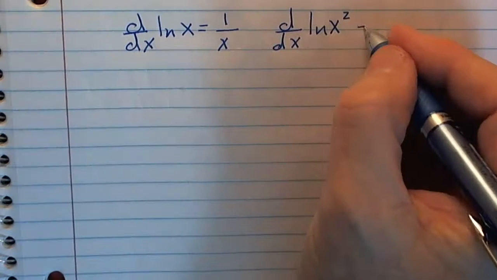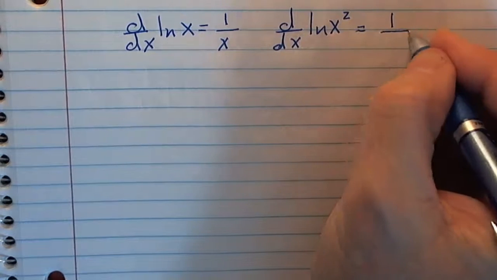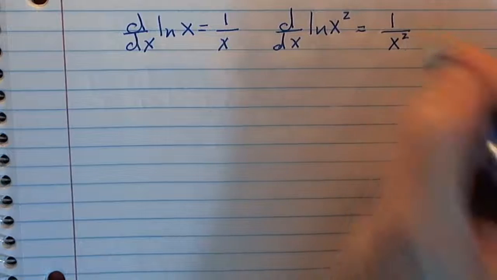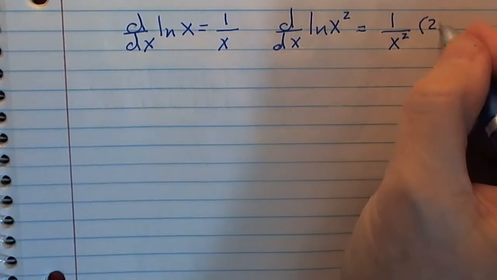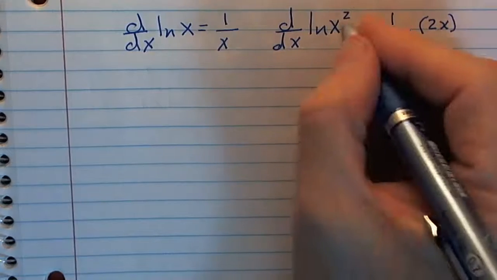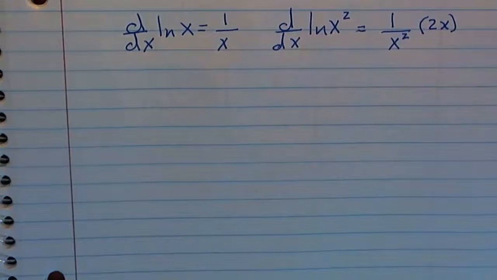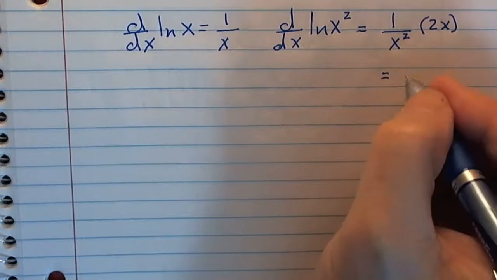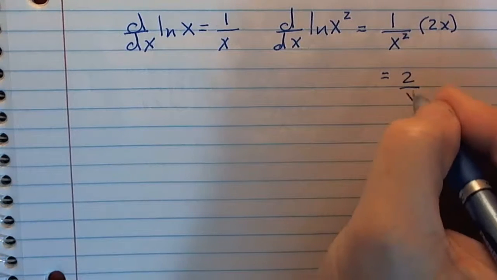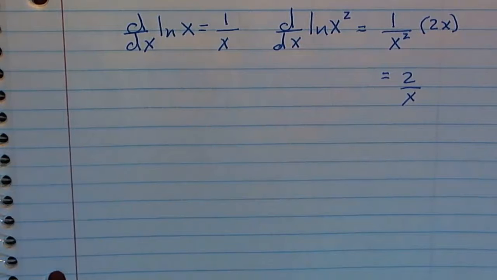So we've got to take the derivative of the outside, use our formula for the derivative of the log, but then we multiply by the derivative of the inside, which is x squared. And of course, this would just reduce to 2 over x. And there we're done with it. It's this chain rule part that sometimes gives us difficulty.